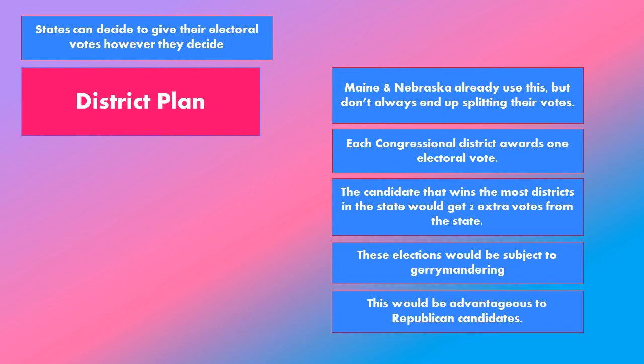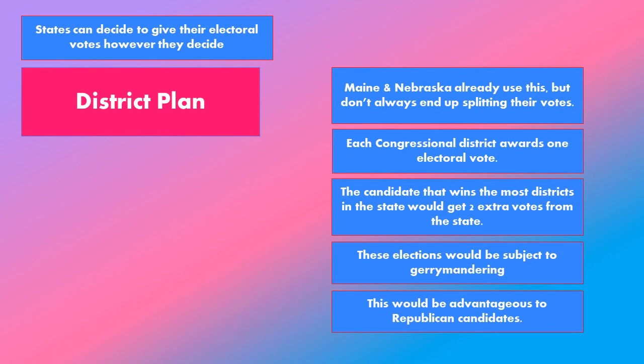Now remember, states can decide to give their electoral votes however they decide to give them away. So the states themselves can come up with whatever plan they want to give away their electoral votes. So this is the plan that Maine and Nebraska already use, but they don't always end up splitting their votes here in the election. Maine and Nebraska use a system where each congressional district is worth 1 electoral vote. The candidate in the state that wins the most districts gets the 2 extra votes. And so this allows the votes to be distributed a little more like the votes of the state.